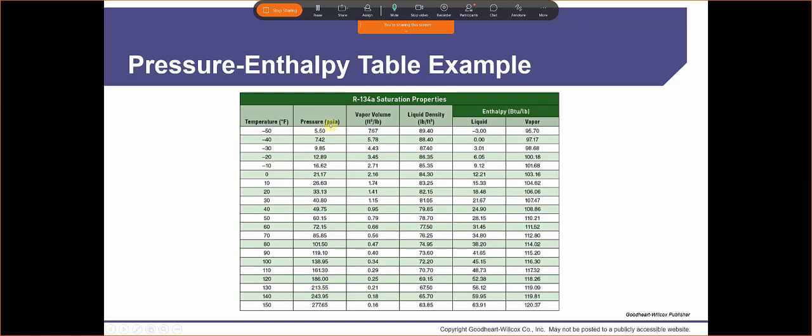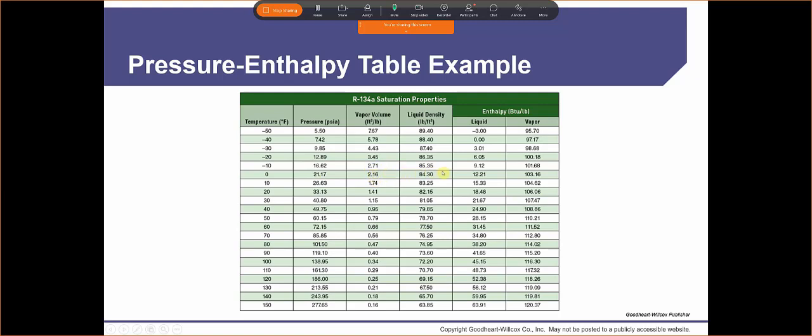Sorry, here. Oh, it's PSI atmospheric. I'm sorry, that's why it's throwing me off a little bit. All right, so back to the temperature, 0 degrees Fahrenheit. We have a pressure of 21.17. We have a volume of 2.16. So this is how much space that refrigerant is going to take up.